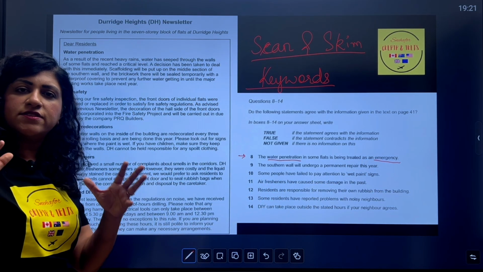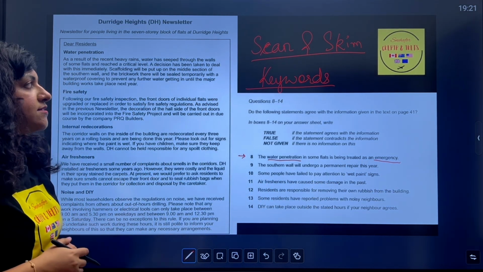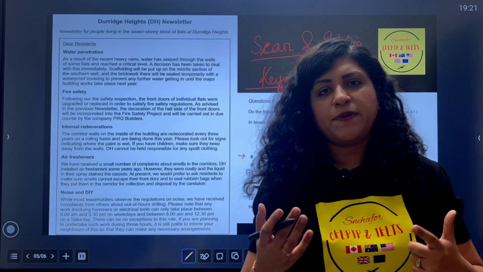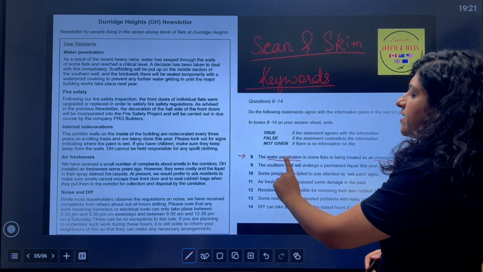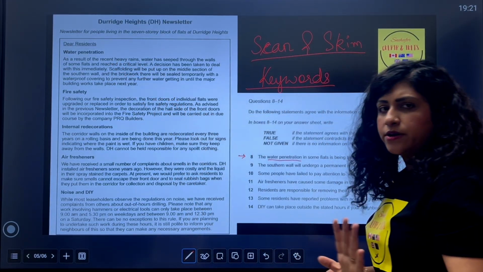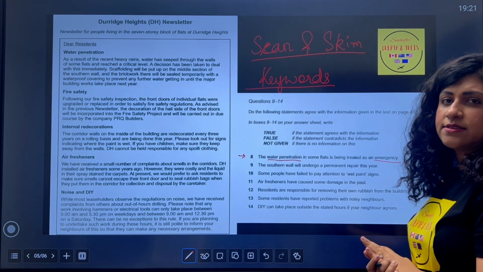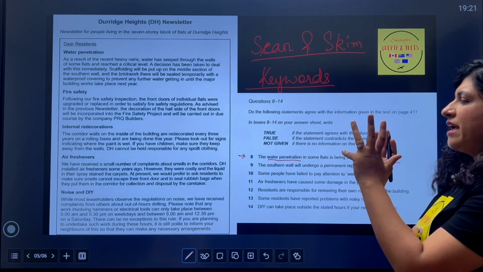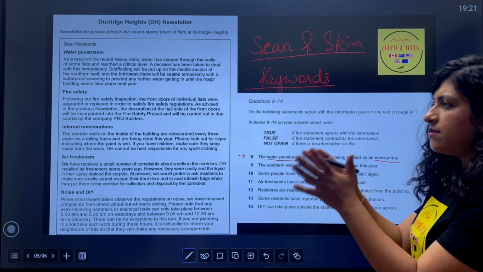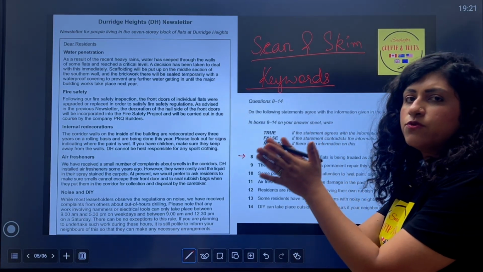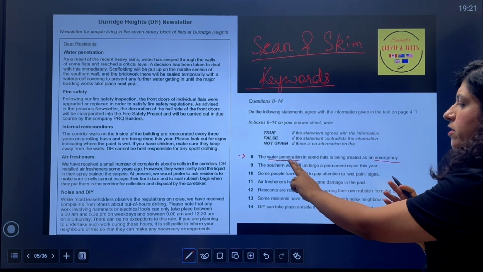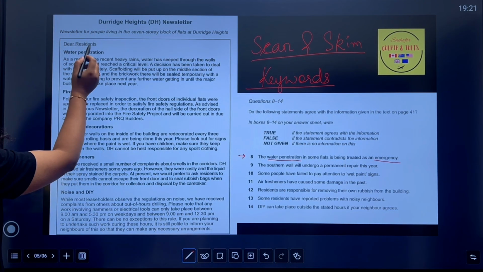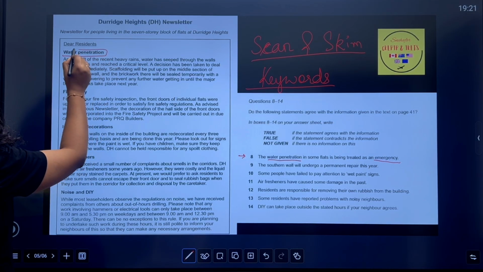If water penetration is an emergency in some flats. Now, as I just stated, do not expect that you are going to find these exact words over here. Not at all. That's not going to be the case. So you have to either find exact words, or you can have synonyms, or you can have closely associated words. Water penetration, emergency. Start reading from the very first word, dear residents, and you have this water penetration over here.